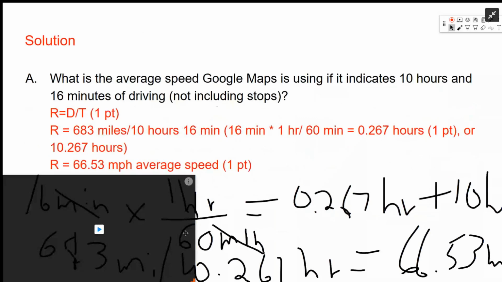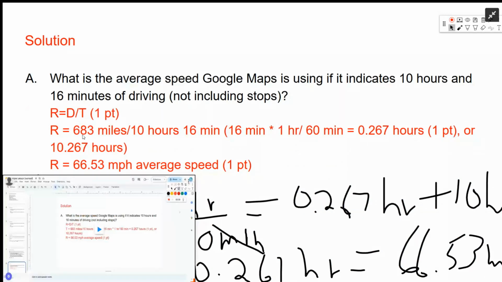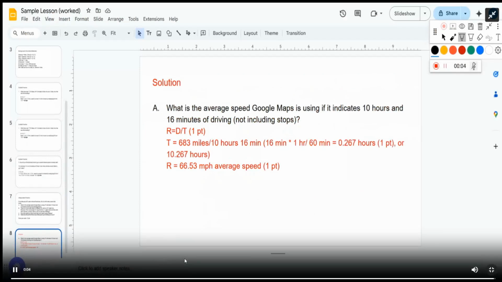All right, so working on the first part here. What is the average speed Google Maps is using if it indicates 10 hours and 16 minutes of driving, not including stops? So this is a rate question, and our formula for rate is distance divided by time. So the total distance to Mount Rushmore, 683 miles, divided by 10 hours and 16 minutes. But we need to convert our 16 minutes into hours so that we're dealing with the same units.